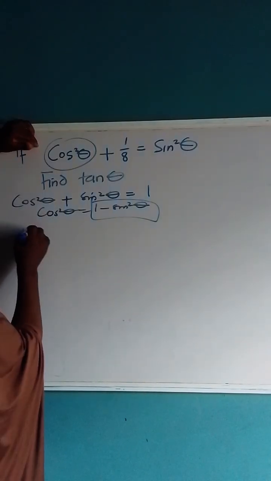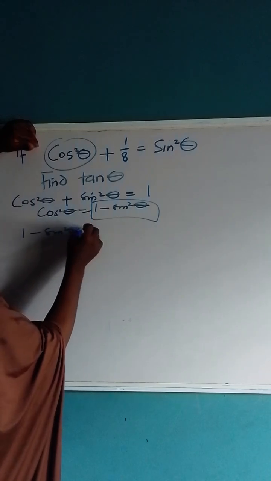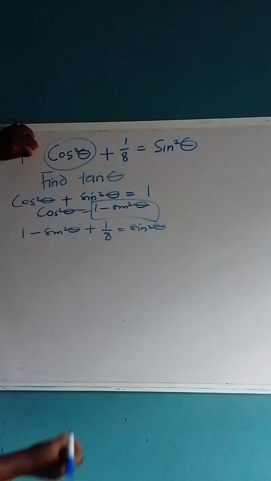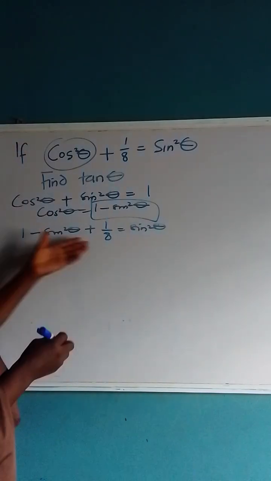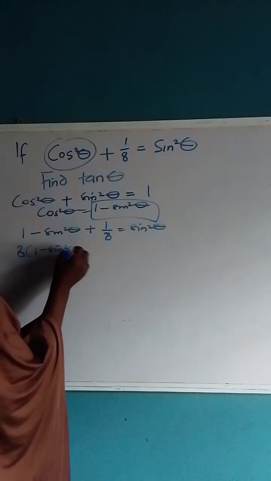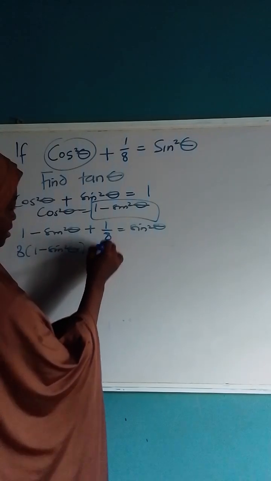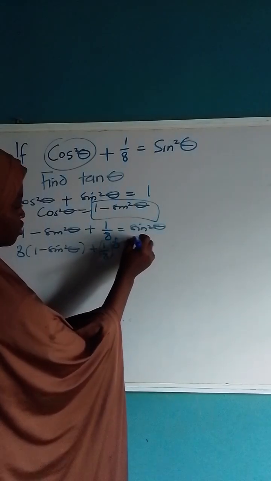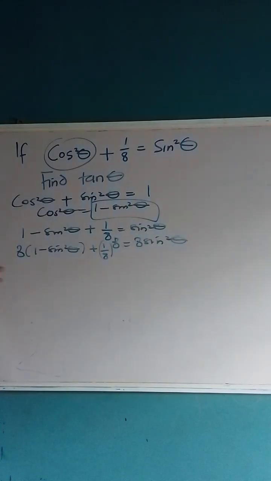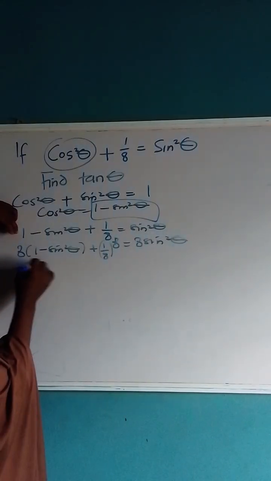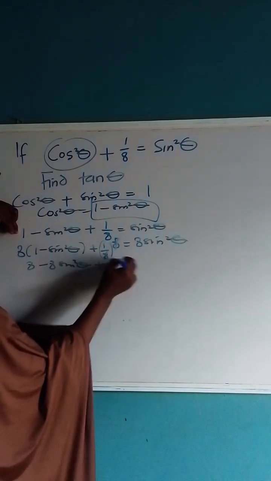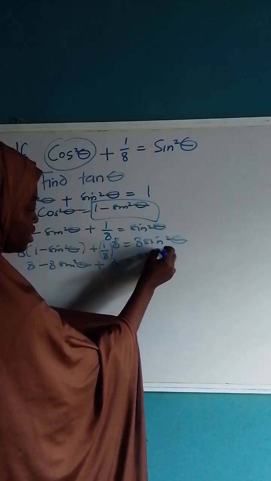I will write it and say 1 minus sin square theta plus 1 over 8 is equal to sin square theta. The next thing we are going to do is multiply through by 8. So 8 into 1 minus sin square theta plus 1 over 8 times 8 is equal to 8 sin square theta. If I expand, it's going to give me 8 minus 8 sin square theta plus 1, this 8 cancels out, is equal to 8 sin square theta.